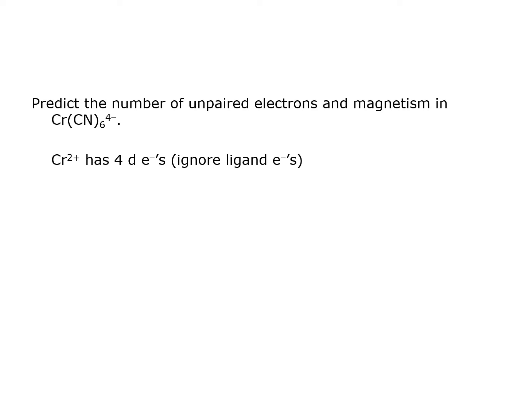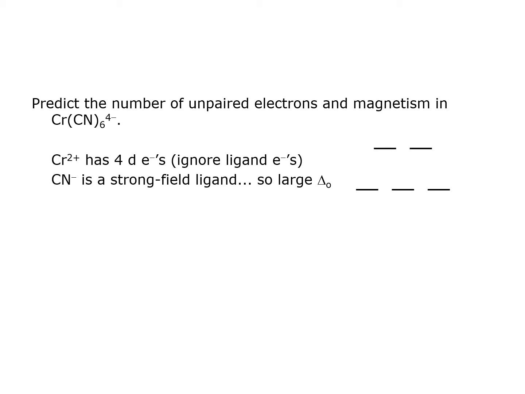Then, once of course I know the charge in the metal, I ask myself how many d electrons might be there. Well, chromium is column 6. I take 2 from 6, and that explains why I have 4 d electrons. Again, we're always going to ignore the ligand electrons. Next, I recognize that cyanide is a strong field ligand. So if I have to predict what the split's going to look like, I'm thinking it's going to be large.